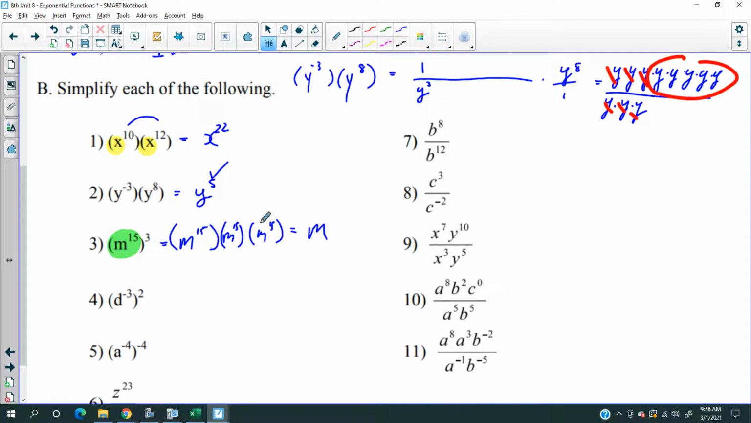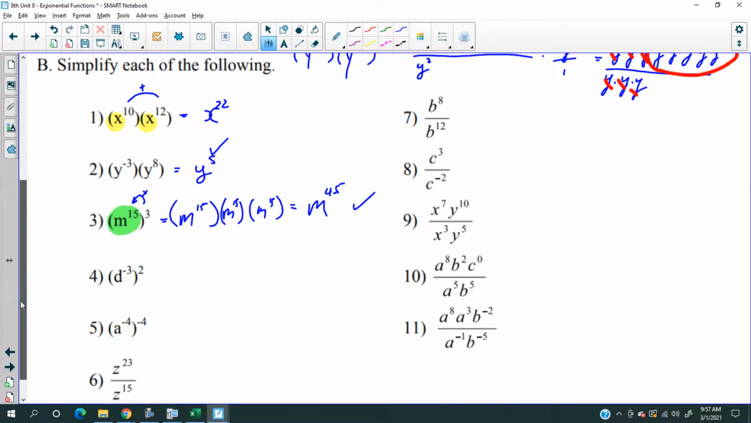And then you got 15 plus 15 plus 15, which is 45, right? Another way to conceptualize it is 3 times 15. This is add, right? So 3 times 15 is 45. And that's how we got that.